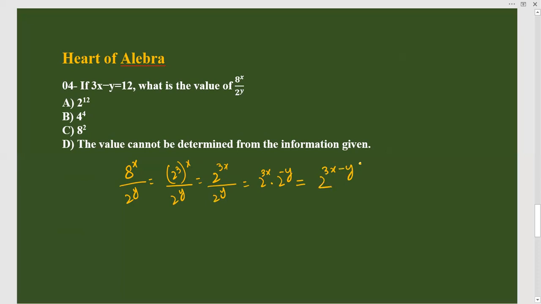Now the 3x minus y value has been given, which is equal to 12. So you can write this as 2 power 12. So A is the right option.